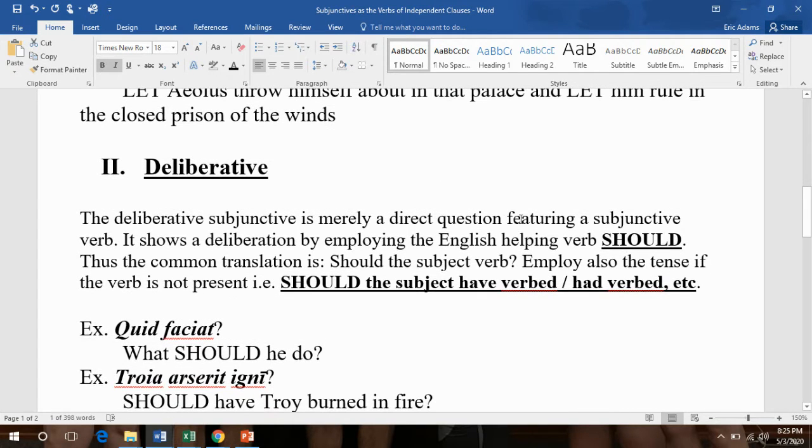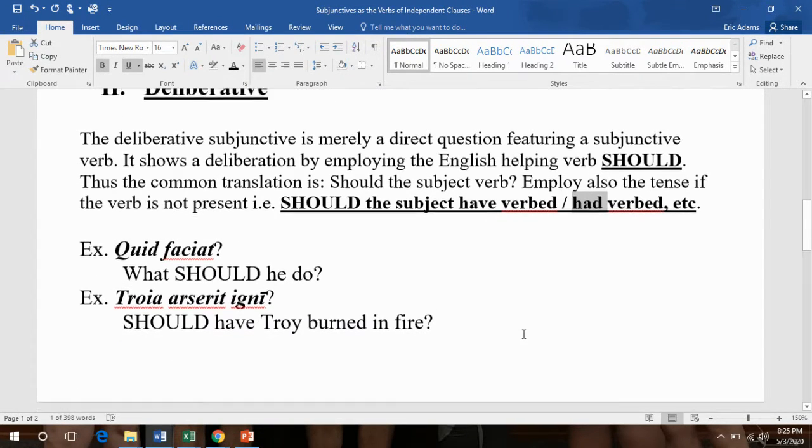Number two, your deliberative subjunctive. The deliberative subjunctive is easy because if you have a direct question that is being asked, and you can tell it by the question mark, and the subjunctive is the verb, then you have a deliberation. And in English, we show deliberation with the word should. So you would have should the subject verb if it's present. If it's perfect, should the subject have verbed. If it's pluperfect, should the subject had verbed. But should is the word that you would use.